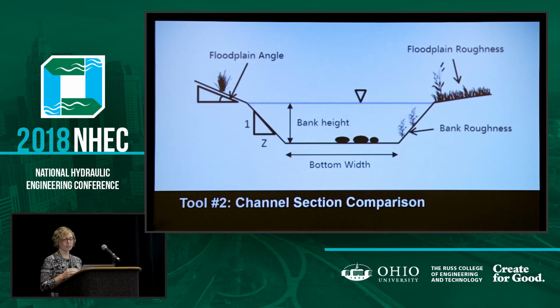What you see here is a simplified channel section. Some things I'd like to point out to you are the geometry. We have the bottom width, the bank height, the side slopes, the floodplain angle. You also see roughness on the banks and the floodplain. When you're doing this, you're going to need to know your Manning's values for those 2 elements. You also see some sediment in here, maybe some cobbles is what those are. You're going to need a grain size distribution if you're thinking about sediment transport. And the one thing you don't see here, but it's quite important, is the longitudinal slope. So when we're doing channel section comparison, we need this information for 2 sections.